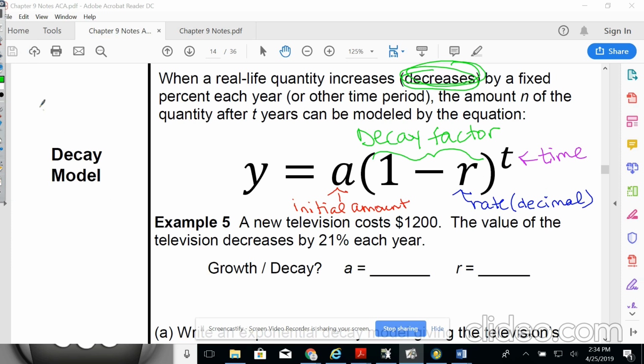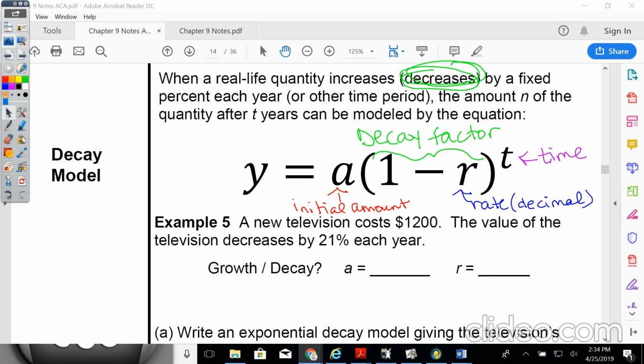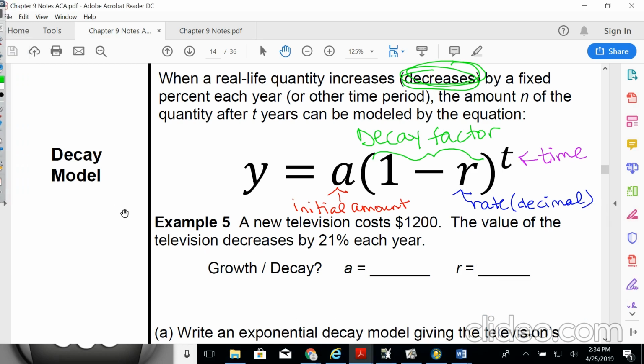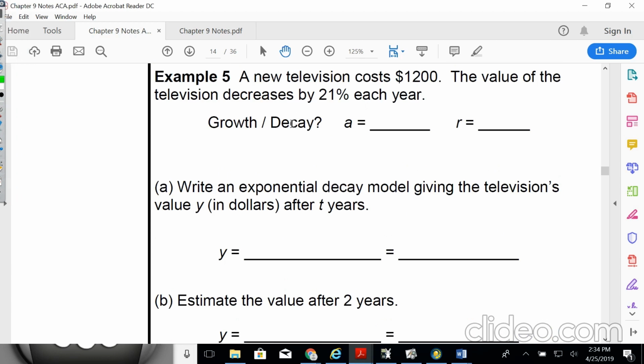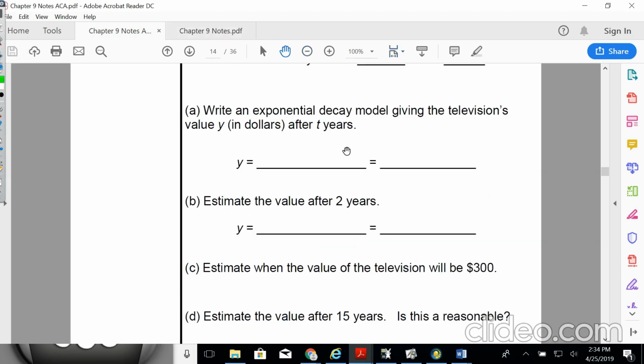So looking at our first example, it says a new television costs $1,200. The value of the television decreases by 21% each year. So here, is that all of it? I want to see all of it at the same time.